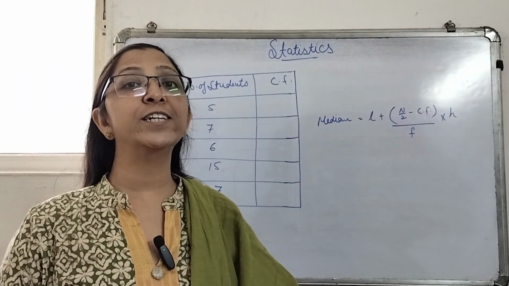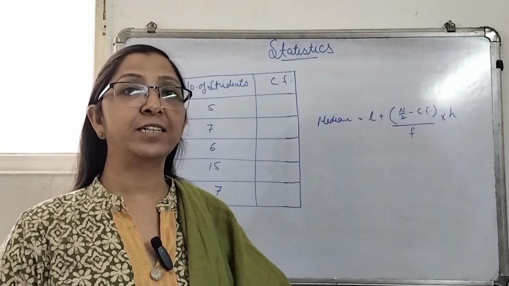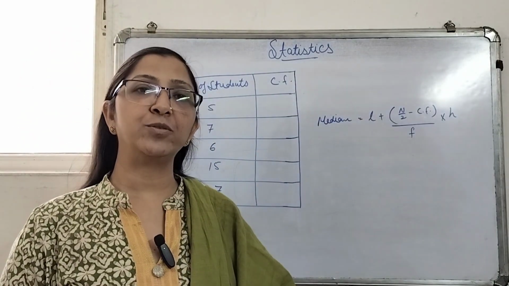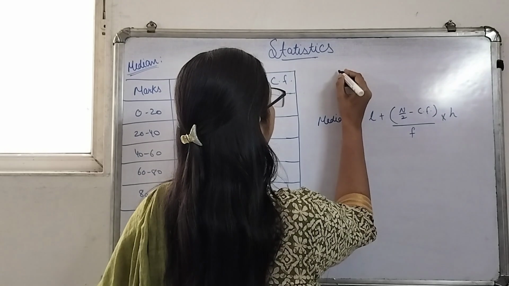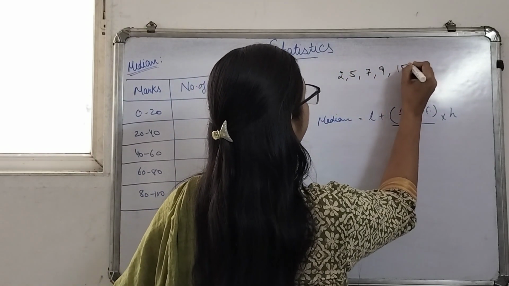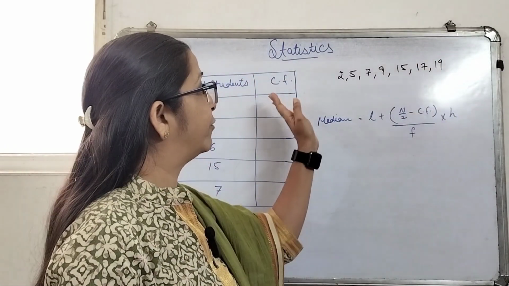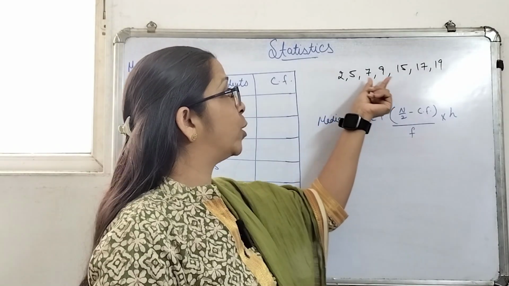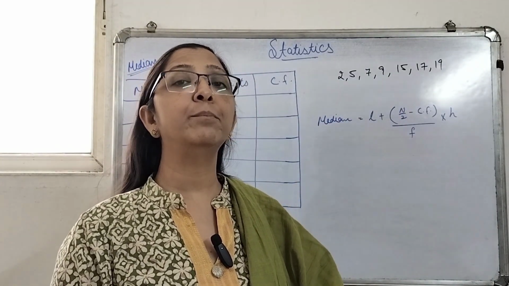Now let's see what is median and how to find its value. Median is basically the middlemost observation. Whenever we are arranging all the observations in ascending order, say there are observations 2, 5, 7, 9, 15, 17, 19. These are the observations, and we have arranged all of them in ascending order. So whatsoever observation is coming in the middle, that observation is known as the median.